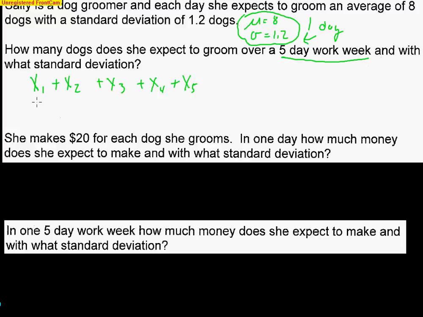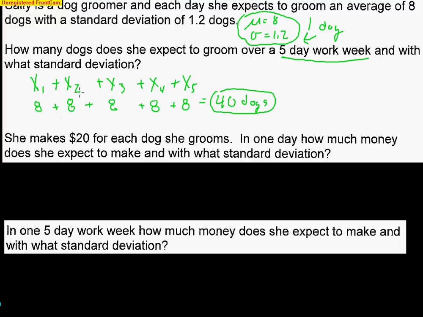Well, the good news is we expect 8 dogs that first day, 8 dogs the second day, 8 dogs the third day, 8 dogs the fourth day, 8 dogs for the fifth day. So over the course of a 5-day work week, we expect to groom 40 dogs. Now, I know that you could just do 8 times 5 to figure that out.